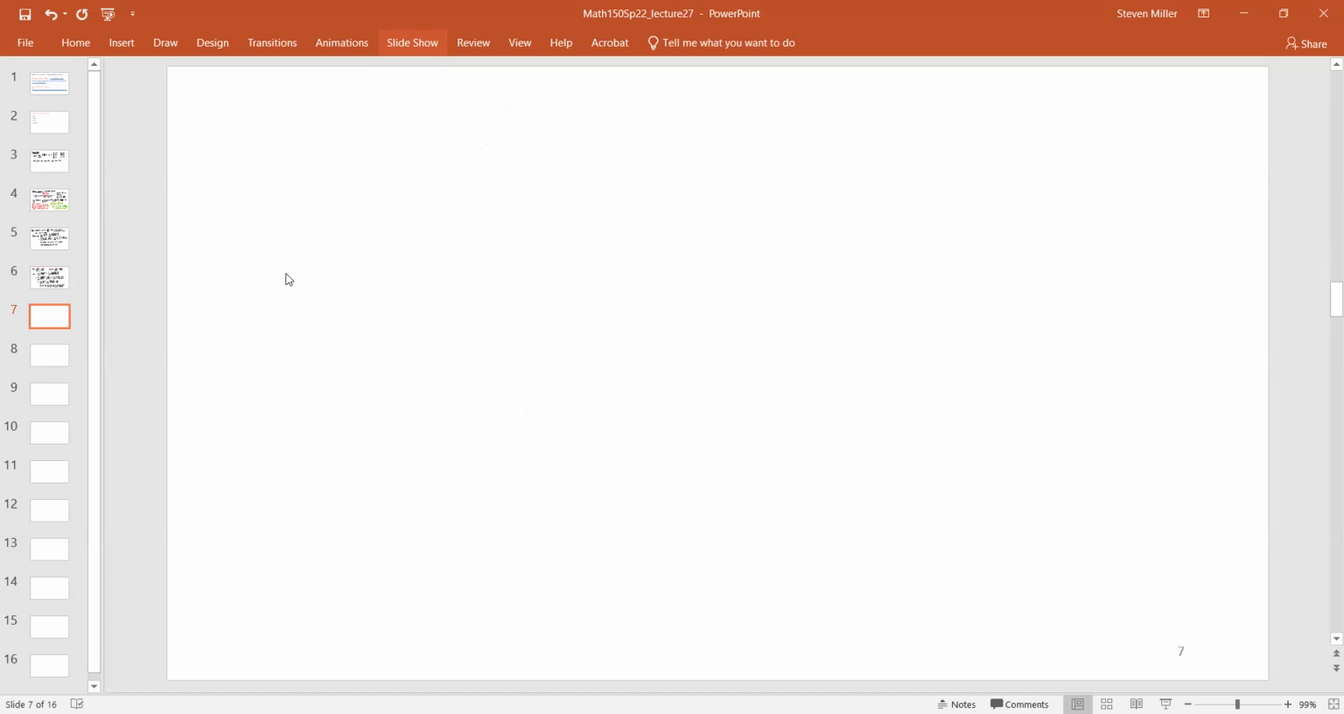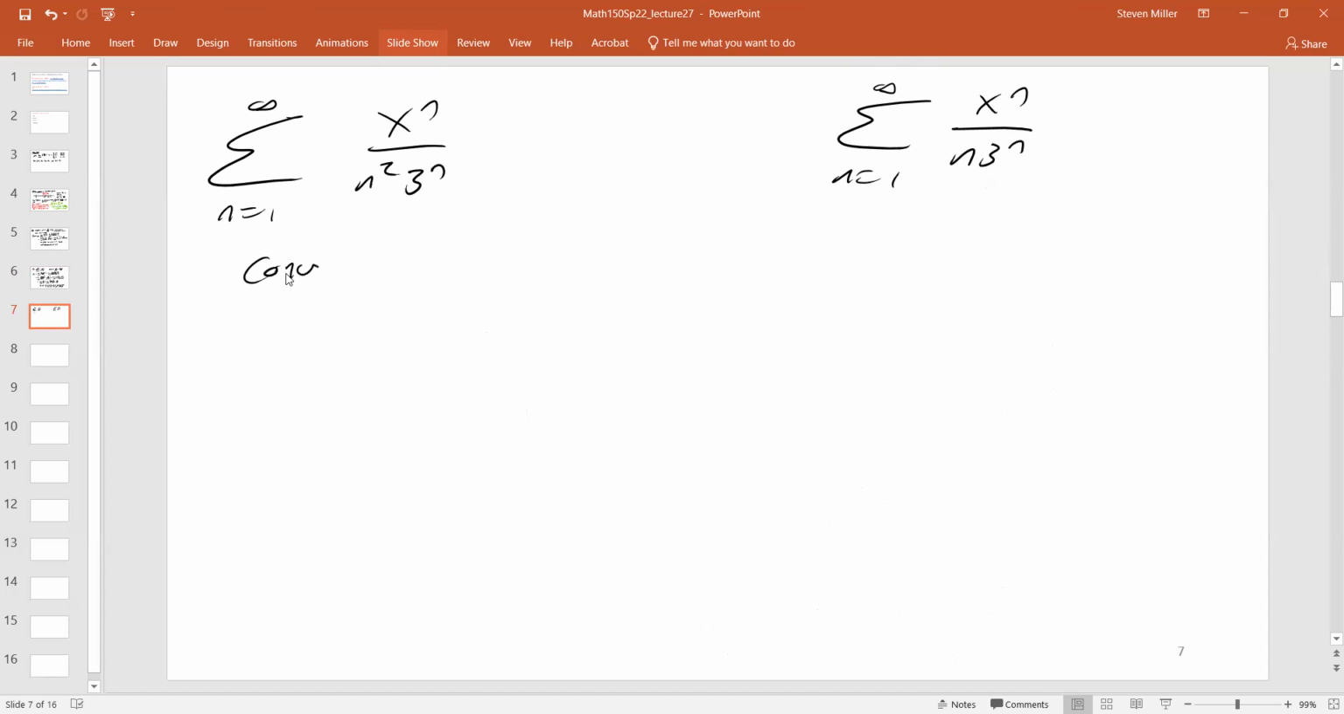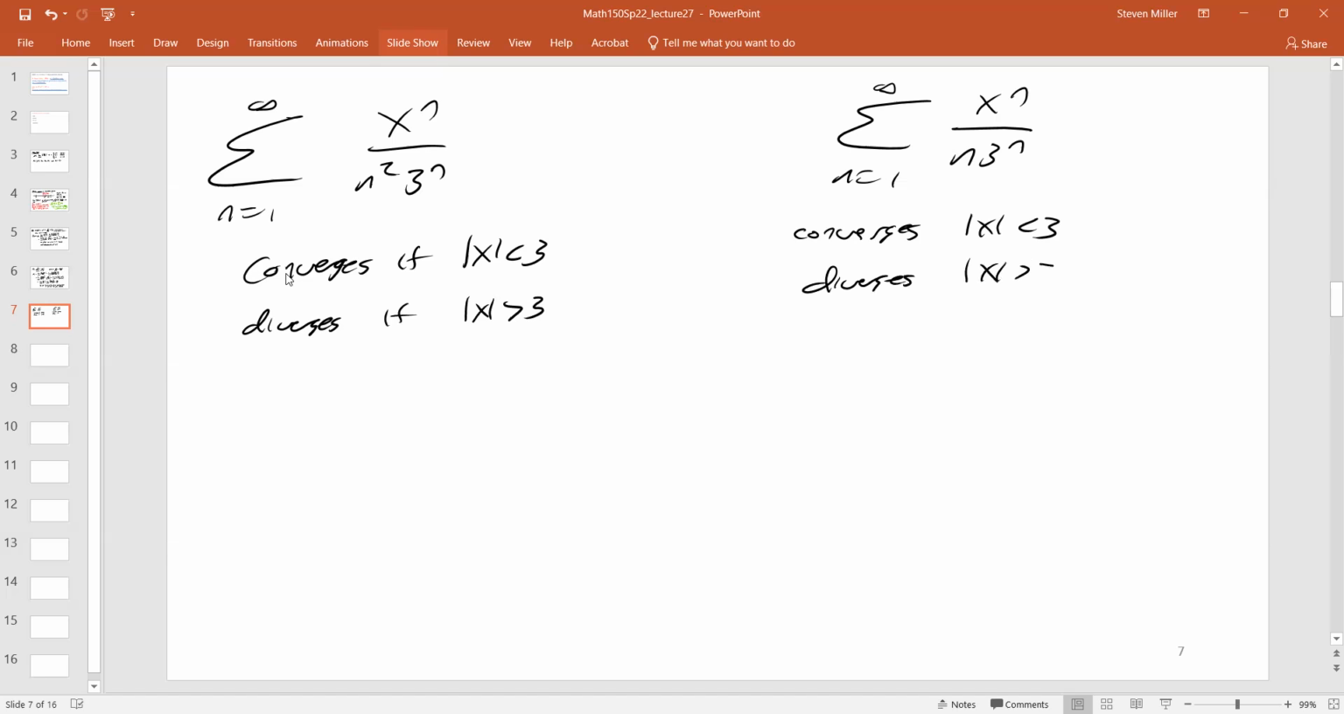And so if I give you the sum of x to the n over n squared 3 to the n, n goes from 1 to infinity, and then say the sum, n goes from 1 to infinity, of x to the n over n 3 to the n. So this converges if the absolute value of x is less than 3, and diverges if the absolute value of x is greater than 3. So what is left to study? When it's equal to 3.